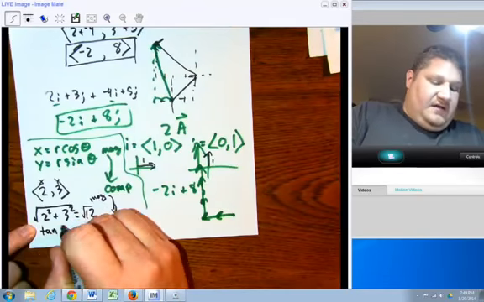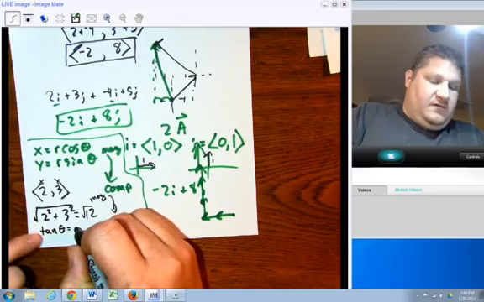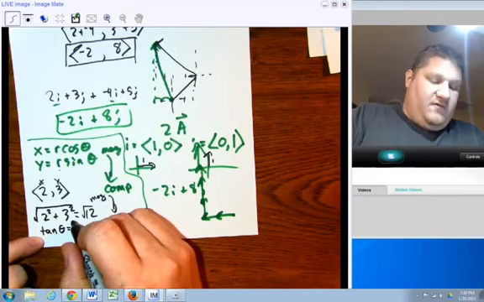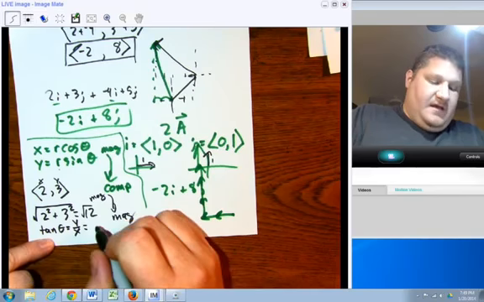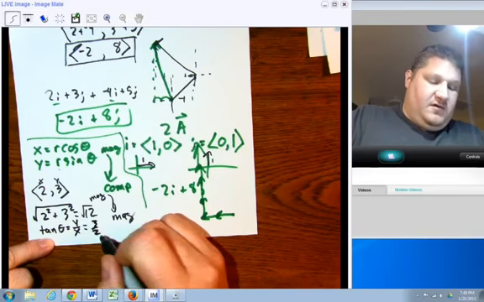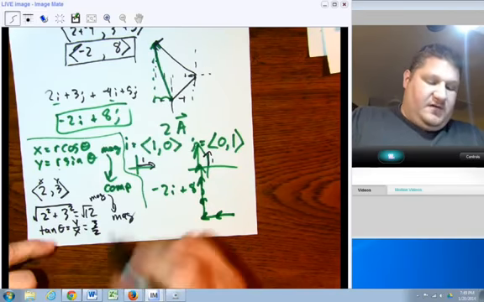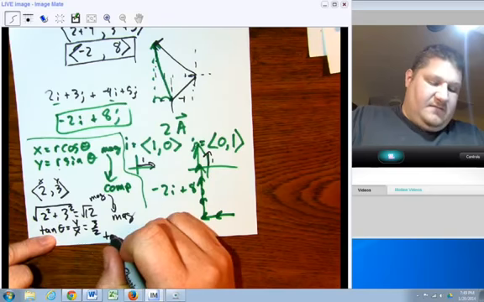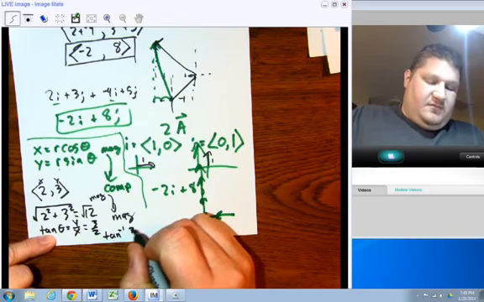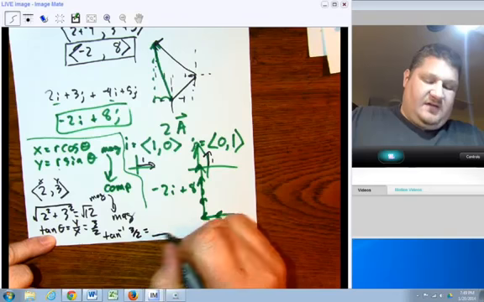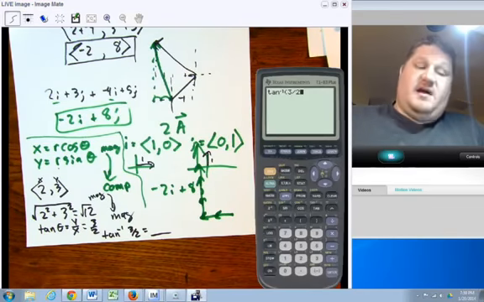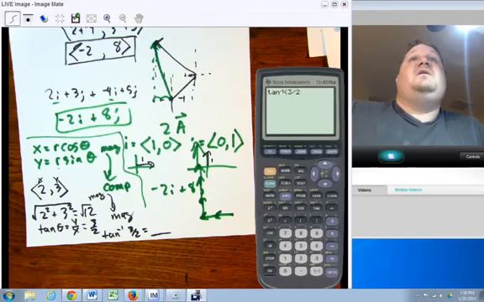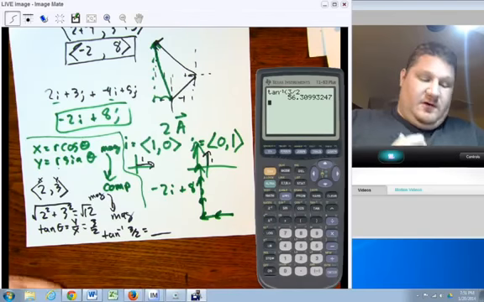tangent. Tangent of theta equals y over x. So in our case, it's going to be tangent of theta equals 3 over 2. So all we have to do is the inverse tan of 3 over 2, and that's going to give us our angle. Again, by the magic of television, tangent inverse of 3 over 2 is 56 degrees.